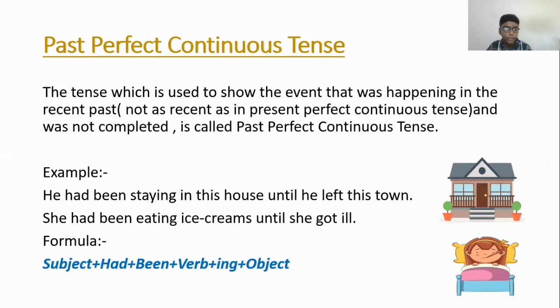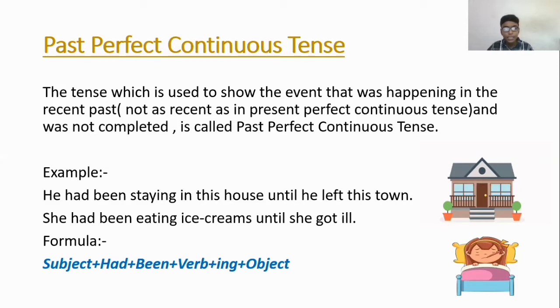She had been eating ice creams until she got ill. So here also we can see that she continuously was eating ice creams until she got ill. And from here we can see the verb is talking about a past event which happened further in the past, for example, a few days before or a few weeks before.